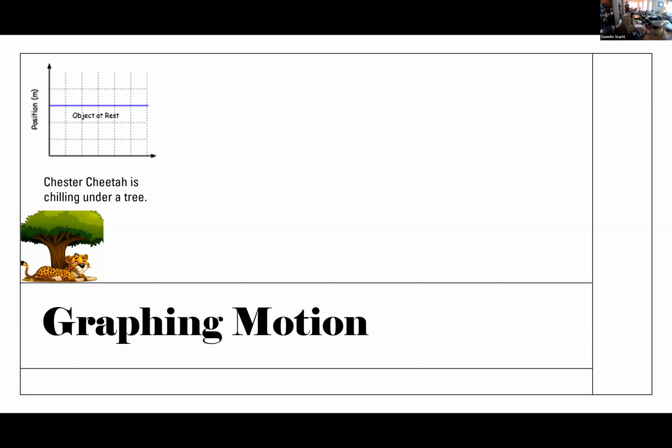So Chester Cheetah is chilling under a tree. This was really challenging for AI, let me tell you. We had some weird eyeballs on these cheetahs. All right, so Cheetos, this is an object at rest. Here's his position, not moving, is he? It could also be flat along the bottom, but maybe we've marked a starting point as 3 units away from wherever. So he's at rest.